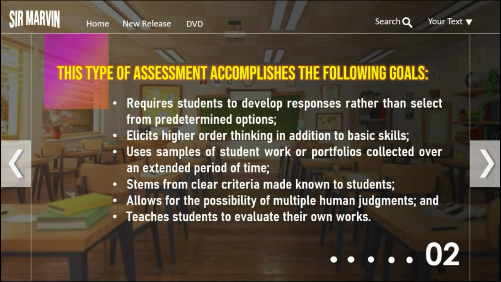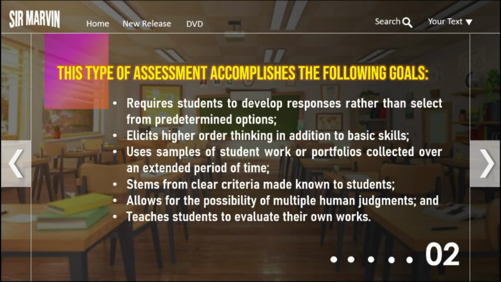The next one stems from clear criteria made known to students. So dito na papasok yung rubrics natin, okay, yung rubrics natin na may mga criteria. And dapat kapag gumagawa tayo ng rubrics, alam din ng students yung content ng rubrics natin. Ipapakita natin sa kanila kung ano yung nakalagay sa rubrics para meron silang guide kapag gagawin na nila yung performance task na bibigay ninyo.